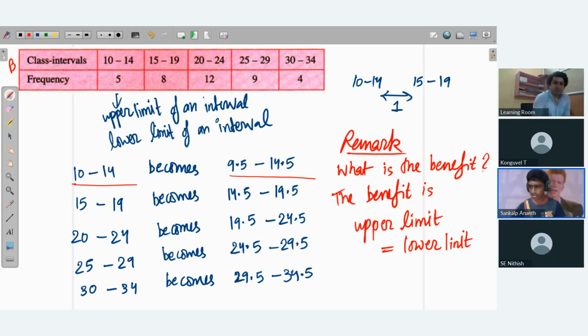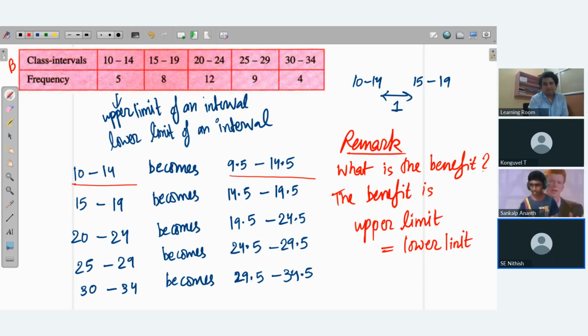Sir, so the difference between the first class interval and the second class interval, it will always be 1, sir? No, not necessarily. In this case, it is 1. If it is, let's say, 2, then you will add and subtract 1, the half of it. So whatever the gap is, if the gap is 3, then you will take half of it, 3 by 2, that is 1.5. So you will increase the upper limit by 1.5 and decrease the lower limit by 1.5.